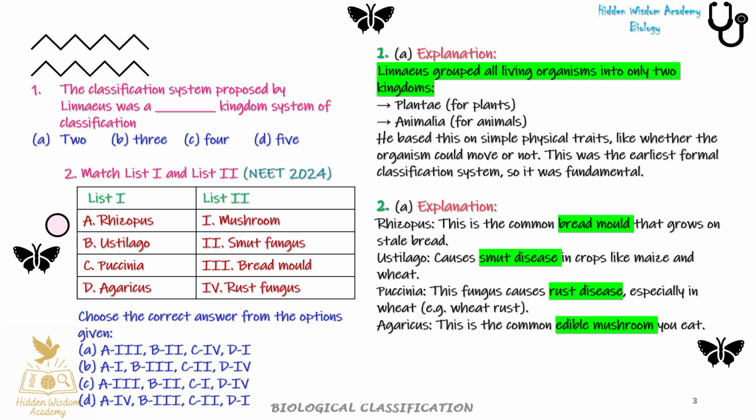Explanation. Rhizopus, this is the common bread mold that grows on stale bread. Ustilago causes smut disease in crops like maize and wheat. Puccinia, this fungus causes rust disease, especially in wheat, example, wheat rust. Agaricus, this is the common edible mushroom you eat. Let's match the option. So, the correct answer is option A. That is A3, B2, C4, D1.